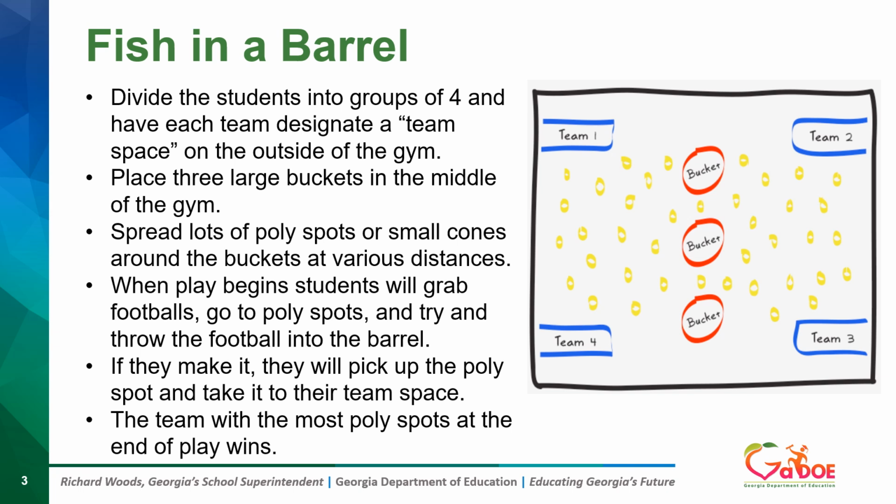This first activity is called Fish in a Barrel. You will divide your students into 4 different teams and have them designate a team space on the outside of the gym. In the center, you can use 3 large buckets or perhaps a rolling trash can. You will spread a ton of poly spots or maybe even the small dome cones around the buckets at varying distances throughout the gym. When play begins, students will grab a football, go to the poly spot, and try to throw the football into the barrel.